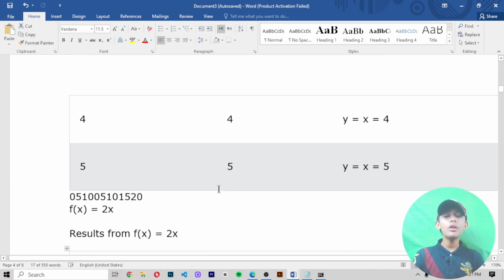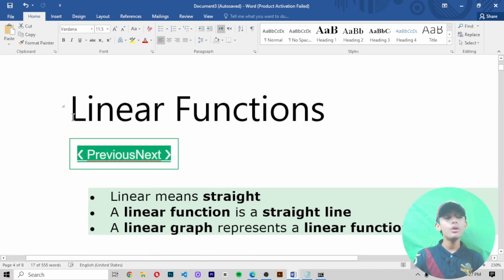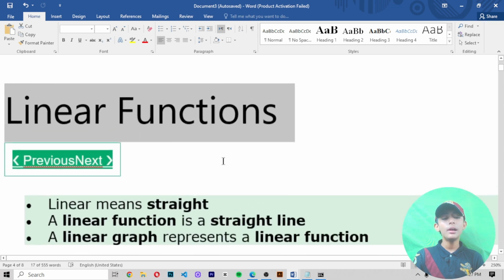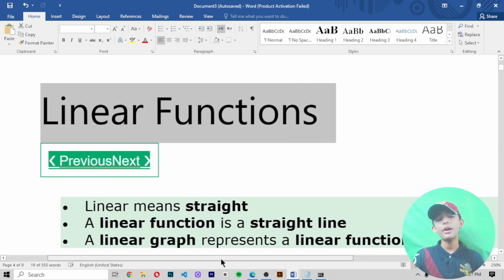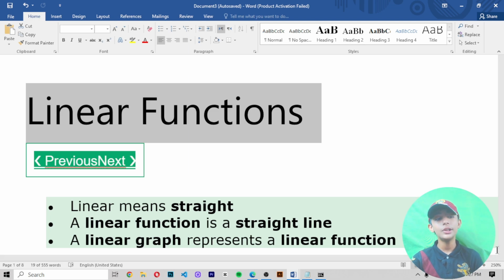So in today's machine learning video, I told you about linear functions. I know this video is very short because there are not such explanations or examples, and there is no coding. That's why this video is very short. In this video there are only explanations, so that's why. But in today's video we learned about linear functions in machine learning. I hope you enjoyed this class.